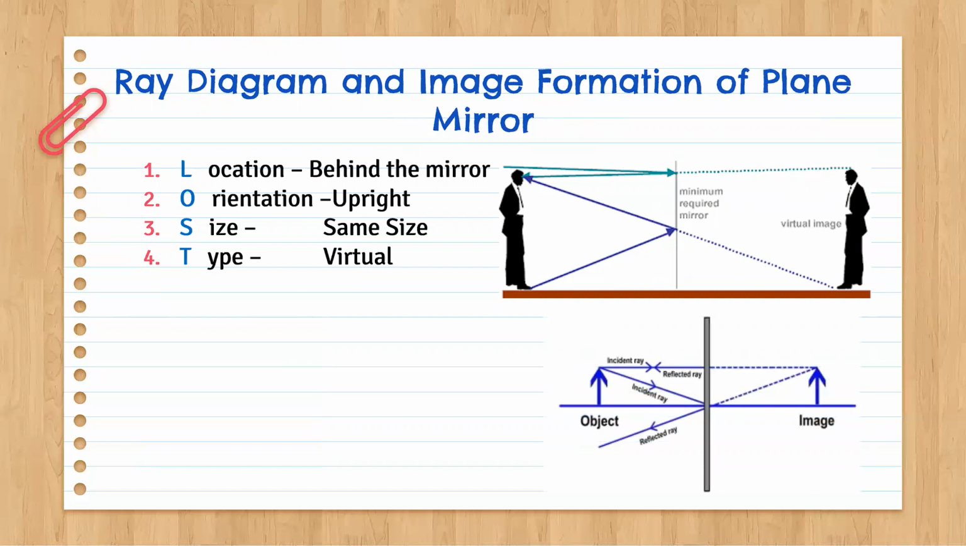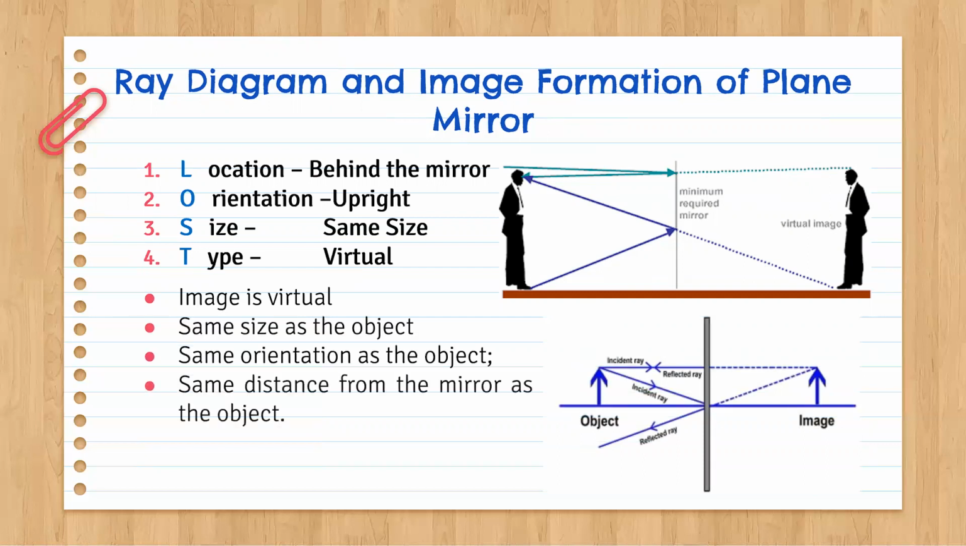Next is the following or additional description. Now, you must remember that there is a left-right reversal. If you look at the image of the two guys here, the object has his right foot forward, while the image, or his reflection, has its left foot forward. So that is the left-right reversal.